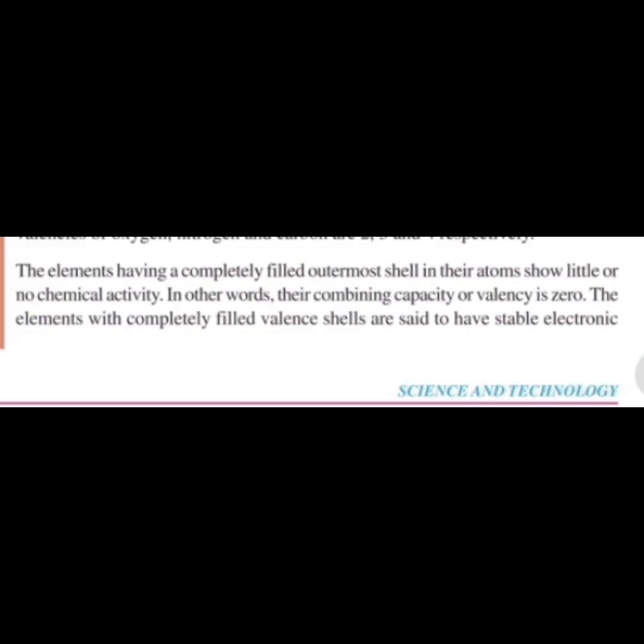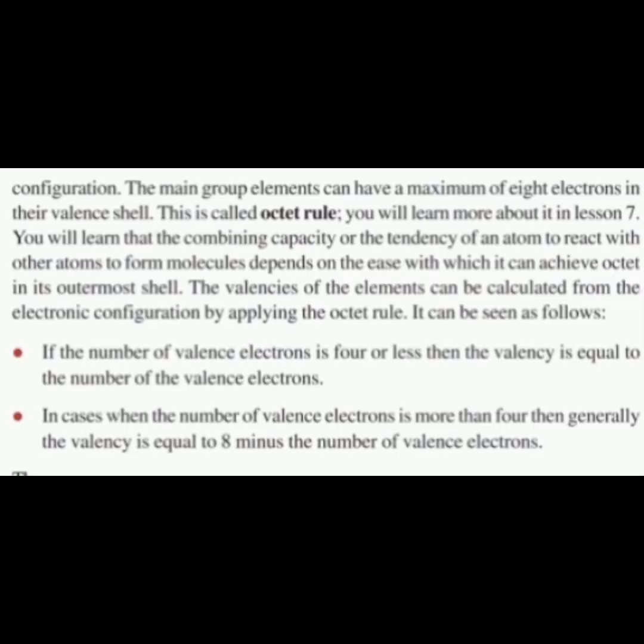Next, the elements having a completely filled outermost shell in their atoms show little or no chemical activity. In other words, their combining capacity or valency is 0. The elements with a completely filled valence shell are said to have a stable electronic configuration. The main group elements have a maximum of 8 electrons in their valence shell. This is called the octet rule.